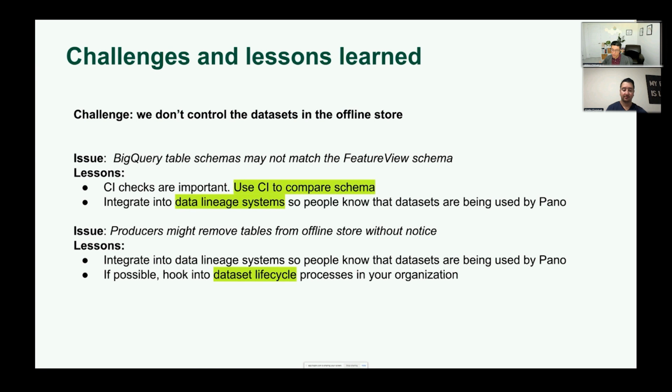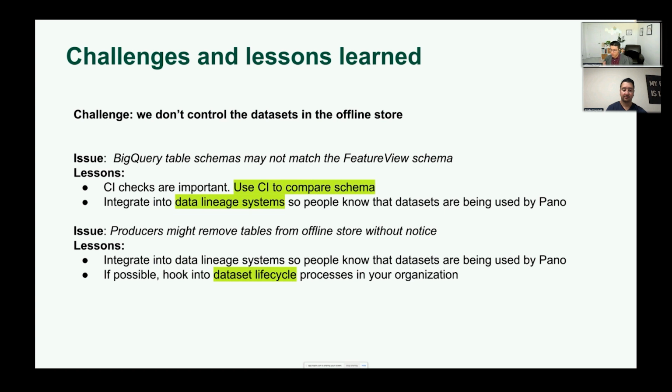Some of the problems with not having ownership of these tables is that, for example, the table schema might not match the schema that the user told you about in the feature view description. The lesson from that is CI checks are important. We have a CI check that we added after learning about these issues that compares the schema. The other lesson from this is, if you have a data lineage system, integrate into it early on, so that when people are changing or evolving the schema, they know of all the consumers of these tables, including your feature store.